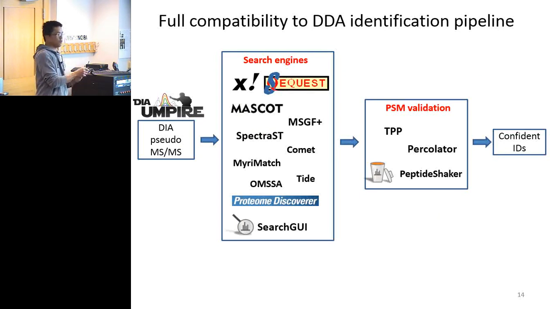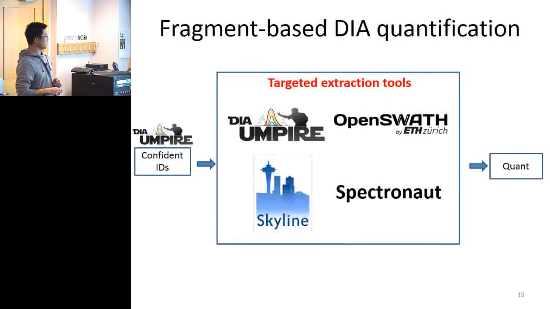So essentially, we don't need to have a spectral library. We can just run this pipeline on DIA data to generate all those spectra, and then search them with all the existing tools. We don't need to learn a new tool for that. And also, those identifications can be used for other DIA tools. These are 3 different tools: OpenSWATH, Spectronaut, and Skyline.